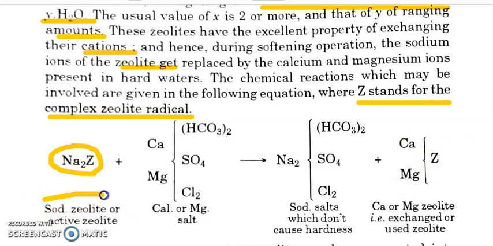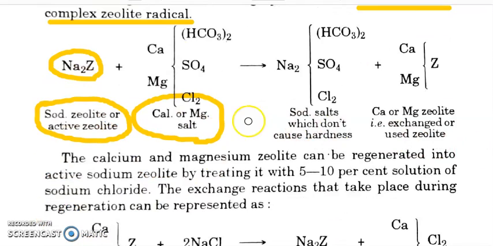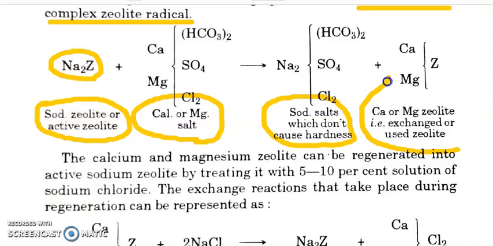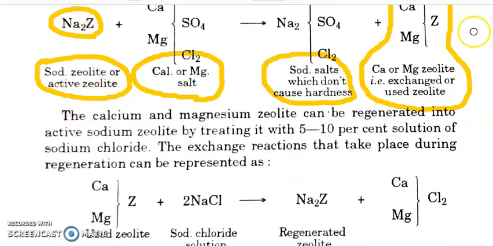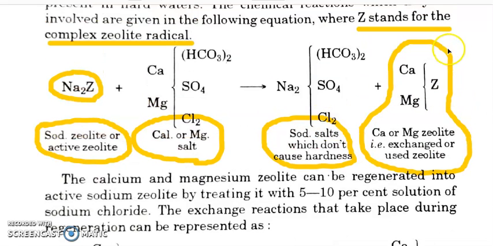So here it is a sodium zeolite or an active zeolite which is used for exchanging of the cations, and these are calcium and magnesium salts which are giving permanent and temporary hardness in the water, and these are sodium salts which are formed by the exchange of ions, and these do not cause any hardness in the water. And this is the calcium or magnesium zeolite, those which are exchanged or used zeolite, right? So this is how the exchange of ions is going to take place, right?